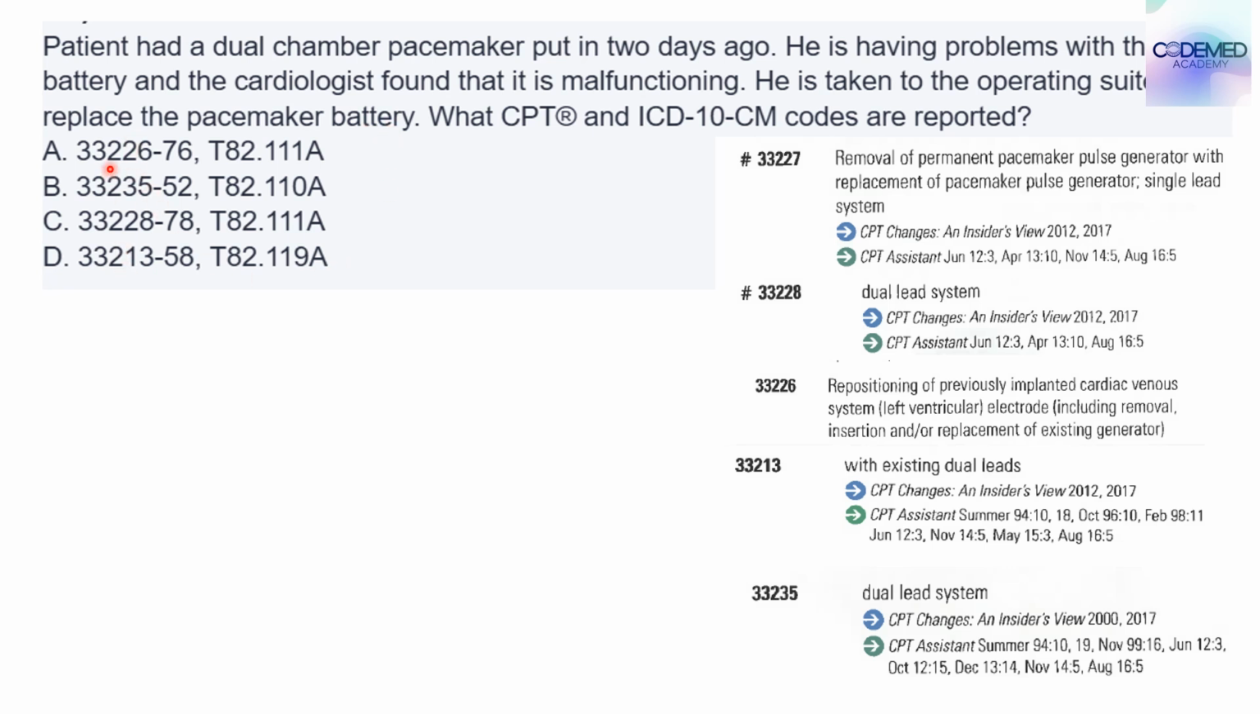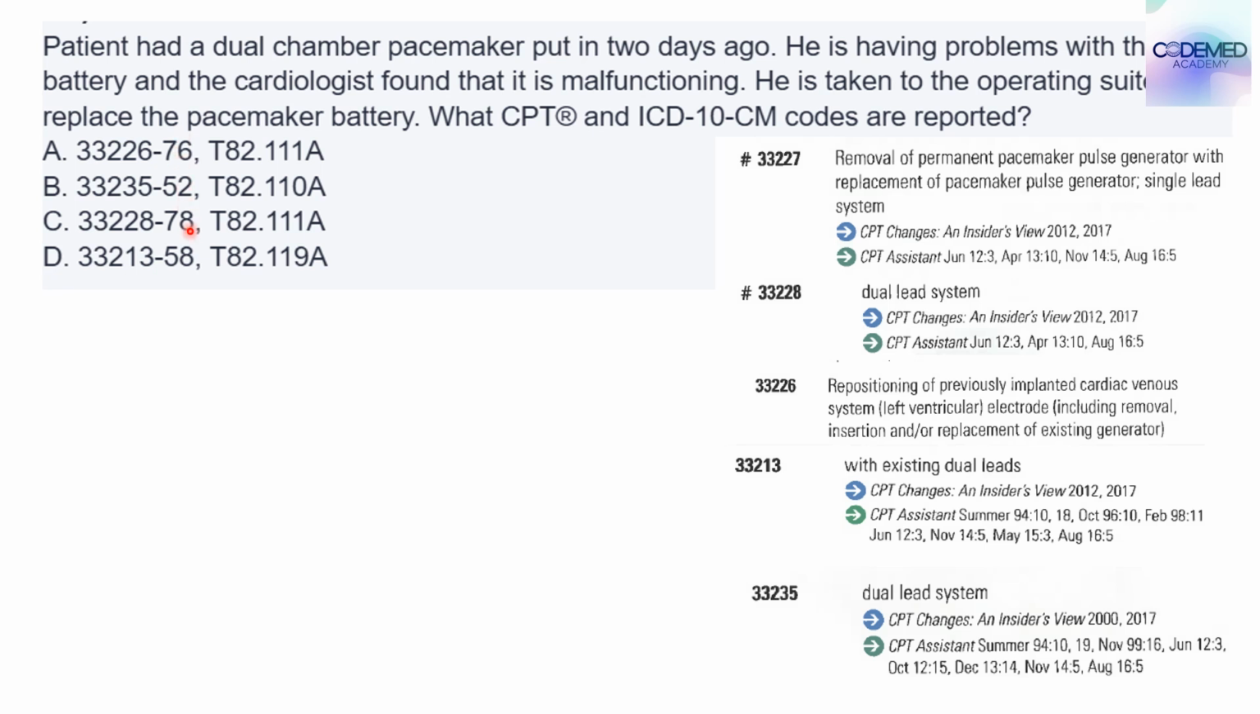Check the code 33226. It is the repositioning of the previously implanted cardiovenous system. Repositioning didn't happen. We are just replacing the defective battery. 33235, it is a dual lead system. Okay. 33228 is for the removal of the permanent pacemaker pulse generator with replacement of the pacemaker pulse generator, single lead and dual lead. So I will require code 33228, and 33213 is with the existing dual lead. So kindly see all these codes in the bracket.